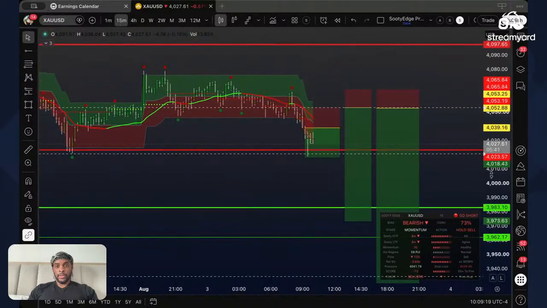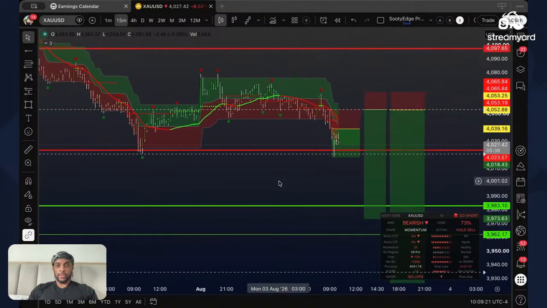But this is how simple it is. If you have a sound system and you understand how to read the chart, how to read the market, what to look for, and how to position yourself correctly, it's actually easy.